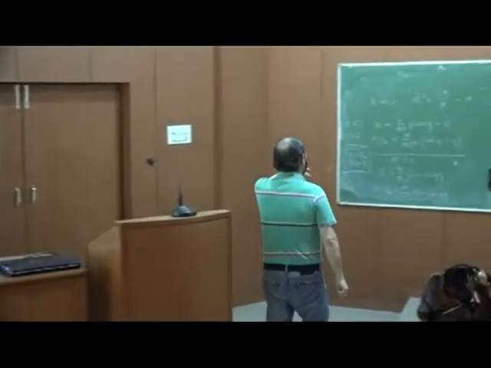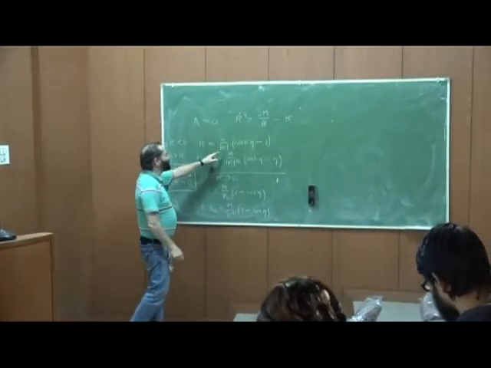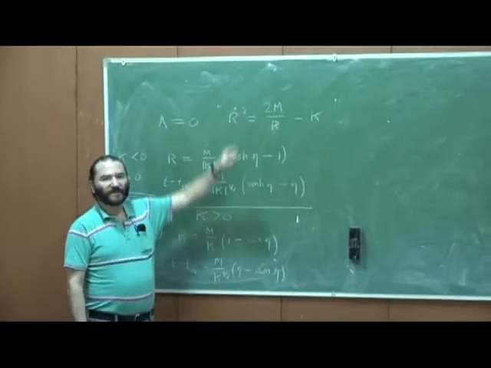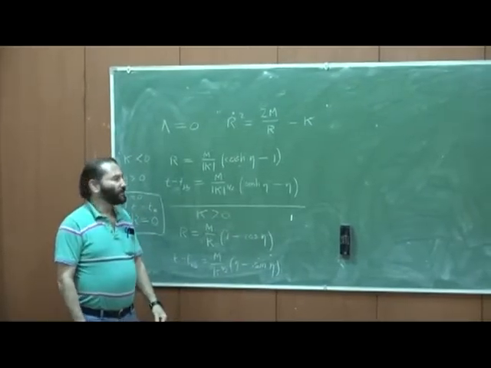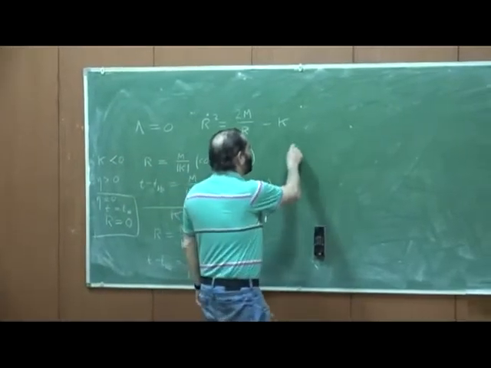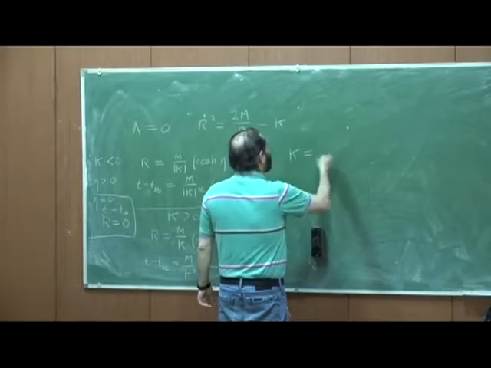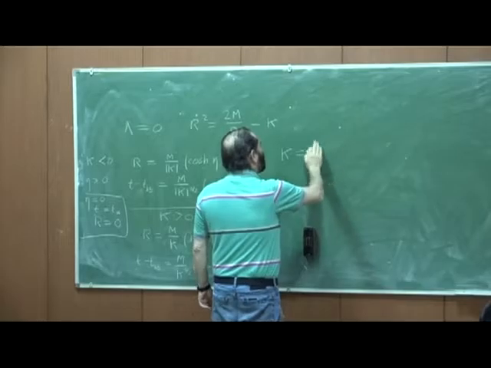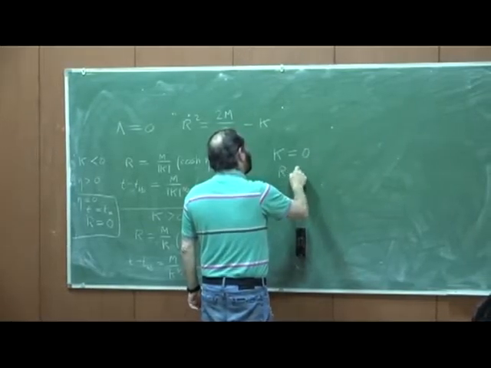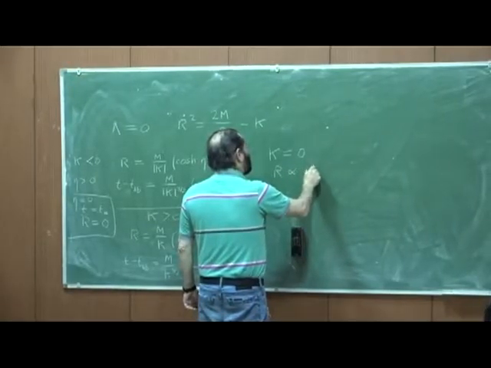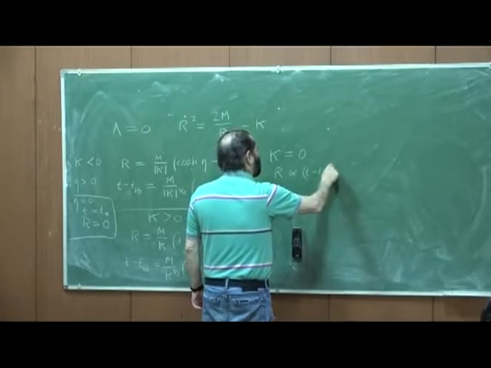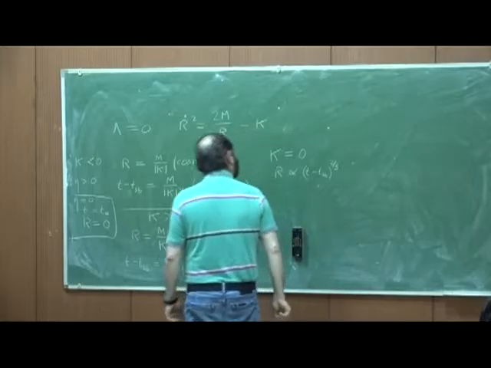A good exercise would be to test if these solutions solve this equation. Notice that we are not seeing the case k equals 0. For the case k equals 0, we have that r is proportional to (t minus T Big Bang) to the power 2/3.